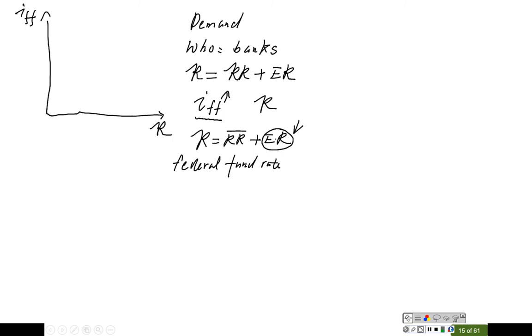So if excess reserve reduces, the total amount of the reserve is reduced. So here you can see that when the federal funds rate increases, it will cause the demand for the reserve to reduce. Which means the demand curve is a downward sloping curve. And vice versa, if the federal funds rate reduces, demand for the reserve will increase.